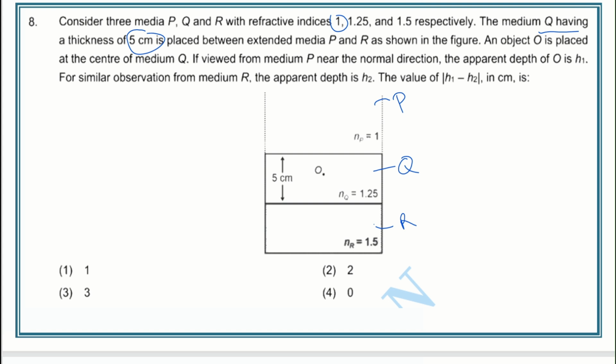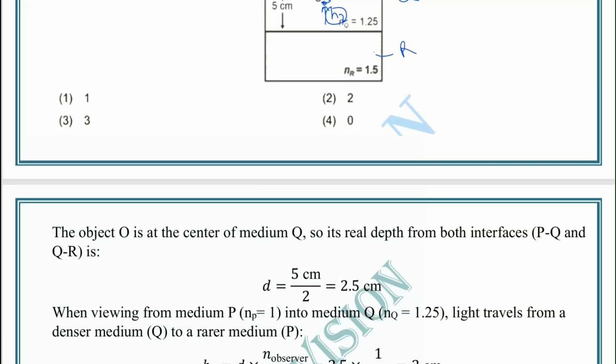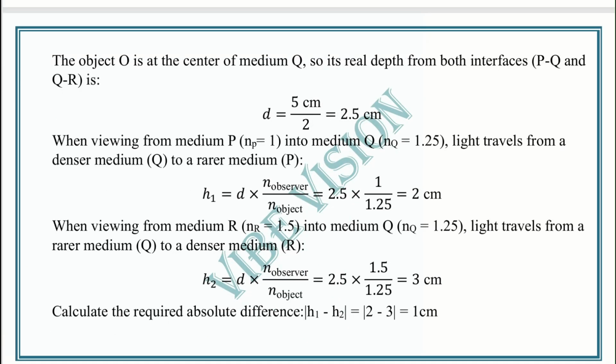He is saying that this is H1 and this is H2, and the point O is exactly at the midpoint of the medium Q. So we have to find H1 minus H2. How can we find it? If we find H1 and then H2, then we can calculate H1 minus H2. Here we know the object O is at the center of the medium Q.